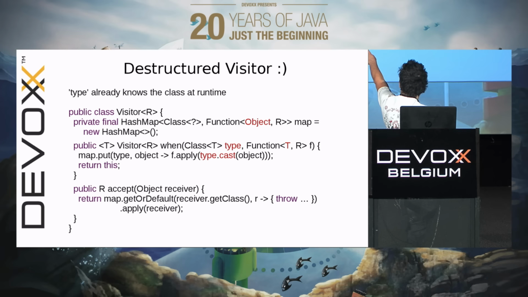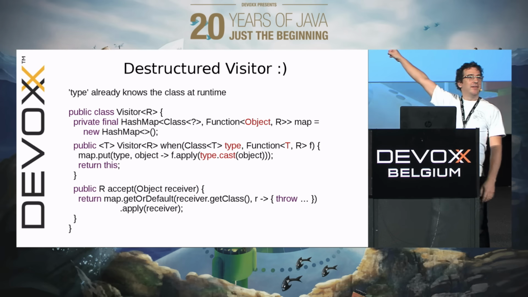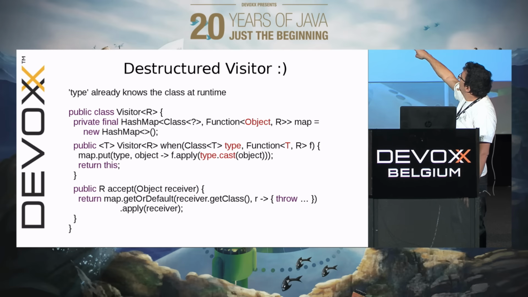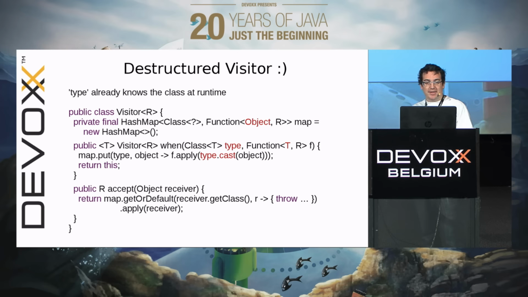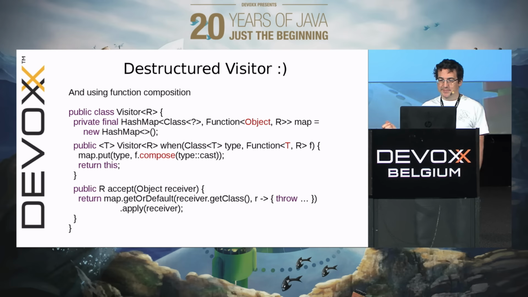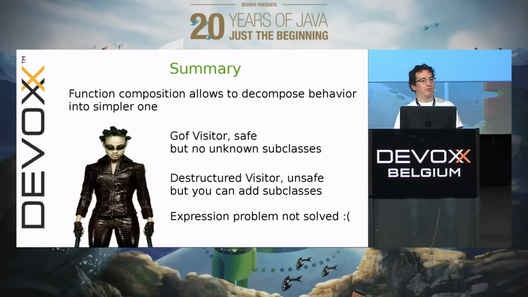Oh! It's a function composition here. Can you see it? I compose f and type.cast. So instead of thinking of values, I can think in terms of function. In terms of function, it's just a composition of functions. So I can write it like this, f.compose type.cast. Okay? And it works. Did I solve the expression problem? Not really, because I have replaced a compile problem with a runtime problem. My cast can fail at runtime. But it's fun.